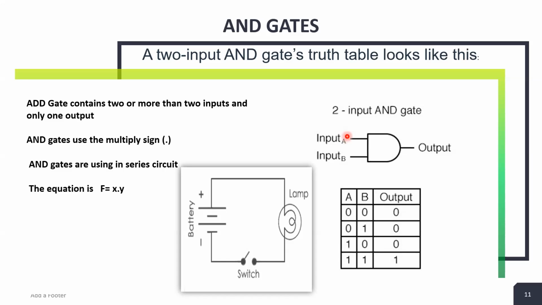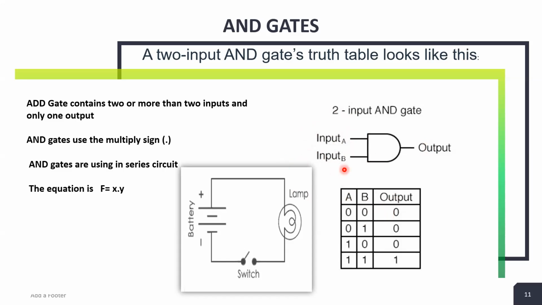The first case: if the value of input A is 0, and the value of input B is also 0, it means both inputs are open, not closed. Clear? Then what will be the output? The output is 0, as there is no output in the system. So if A and B are both 0, then the output will also be 0.